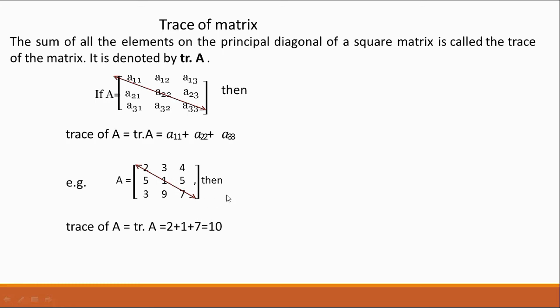Dear students, in this lecture we discussed the introduction of matrices and some special types of matrices. Inshallah, in the next lecture we will discuss the operations on matrices, that is, how to add two matrices, how to subtract two matrices, how to multiply a scalar with a matrix, and how to multiply two matrices.